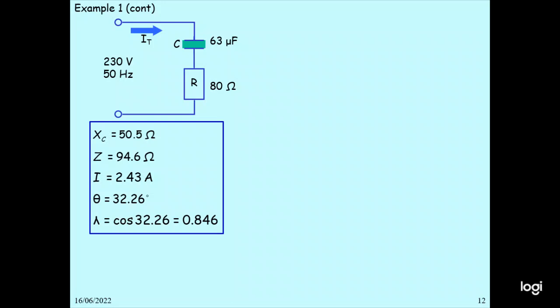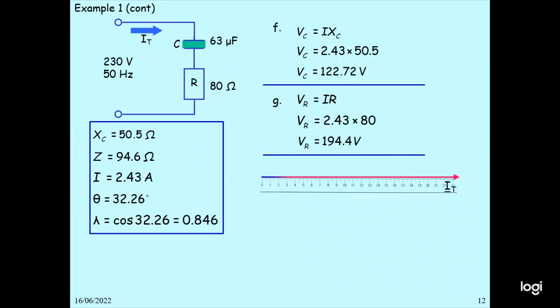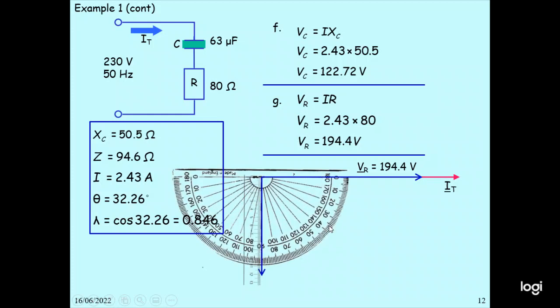We calculate that. VC is equal to I into XC, so 2.43 multiplied by 55, you get 133.724. And VR is I into R, so 2.43 into 80 gives 194.44. And then you have to draw these values in the diagram, so the VR value we draw, 194.4. And also this value, VC, is 122.7.